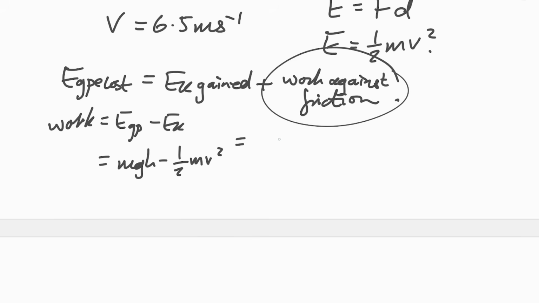So that's going to be equal to, what's the mass? Oh, we've got the weight, haven't we? So mass is equal to that 350 newtons divided by 9.8, and it gives me 35.7 kilograms.